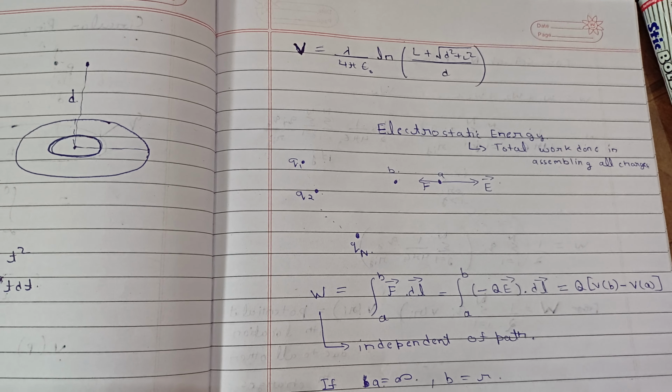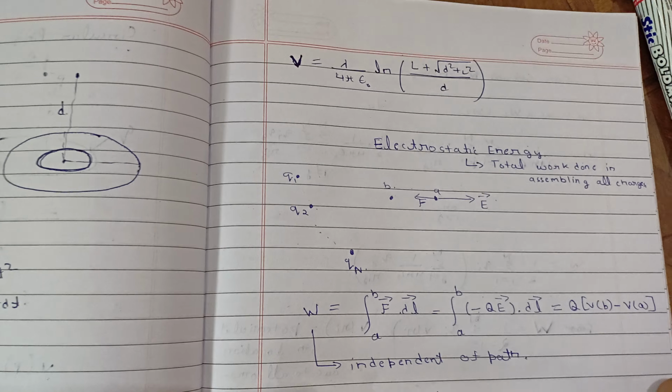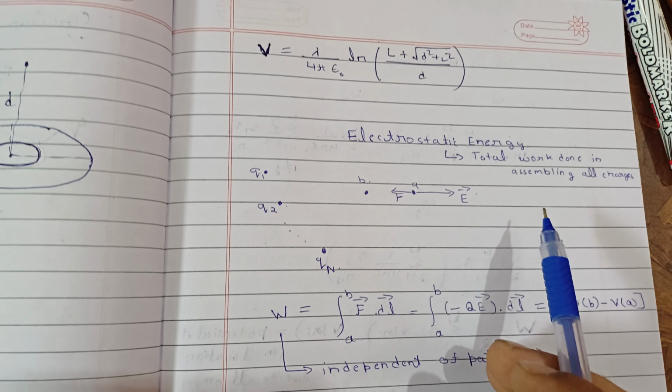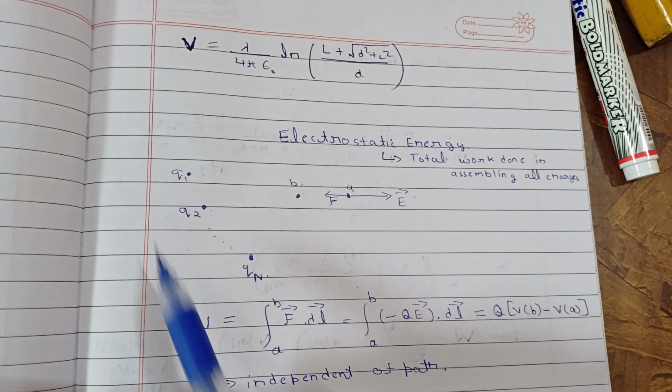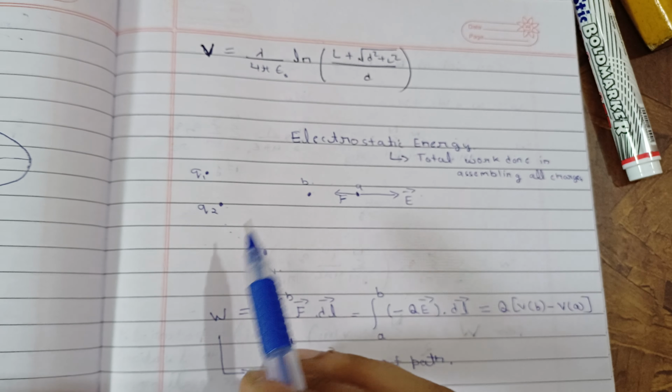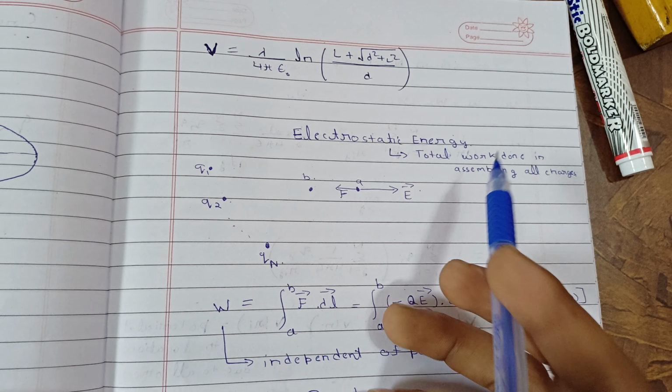In the last lecture we were discussing the electrostatic potential. Today we'll see what electrostatic energy is. The definition is the total work done in assembling all charges. It means you have some system, and the total work required to assemble that system is called the electrostatic energy.